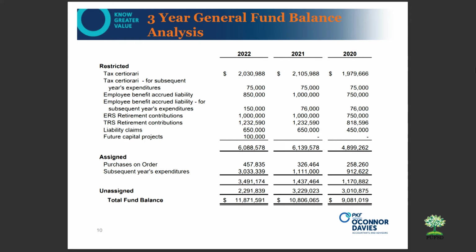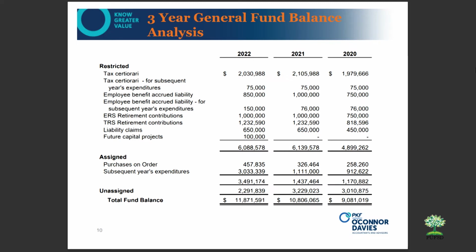One of your biggest items in restricted fund balance is the money you have set aside to handle tax certiorari claims, and you can see it's just over $2 million set aside for that. It can only be used for that. You have money set aside for what's known as the employee benefit accrued liability. You have employees who have unused vacation, not teachers, but other employees of the district, sick leave and various things. So this is a pot of money set aside so that should folks retire and be entitled to a payout, you have this pot of money that can be used to make those payments.